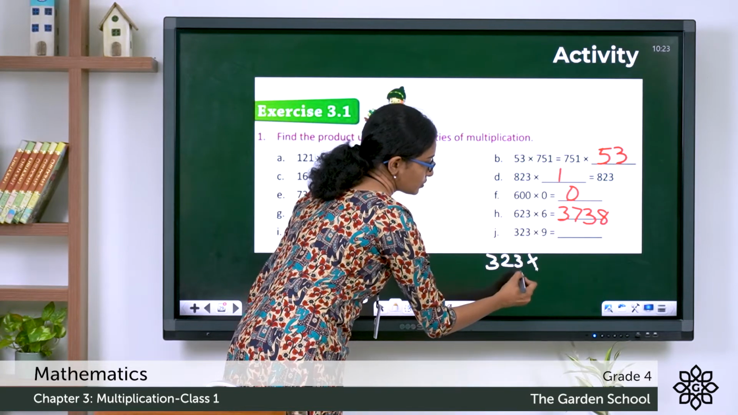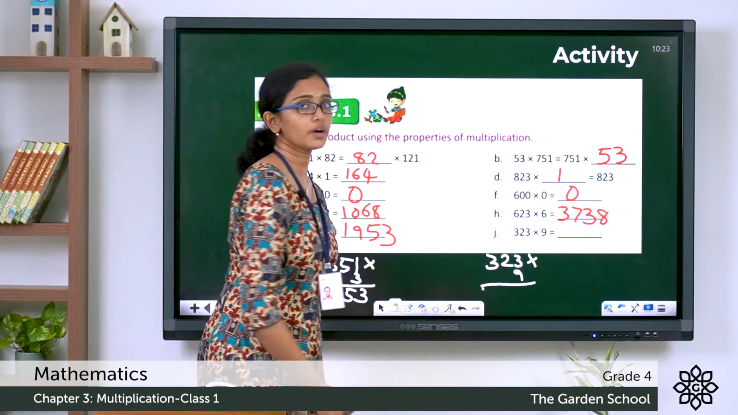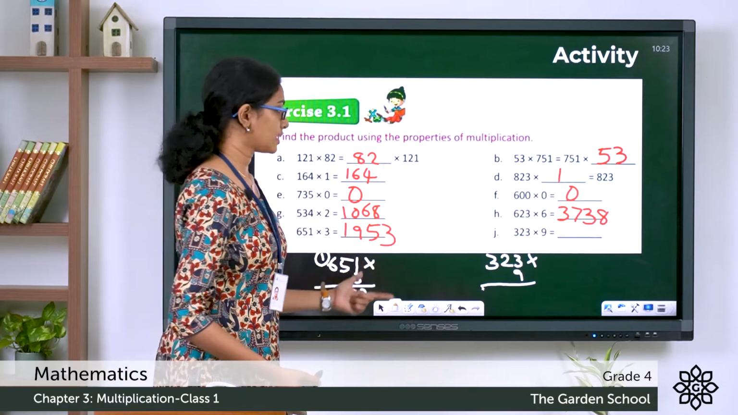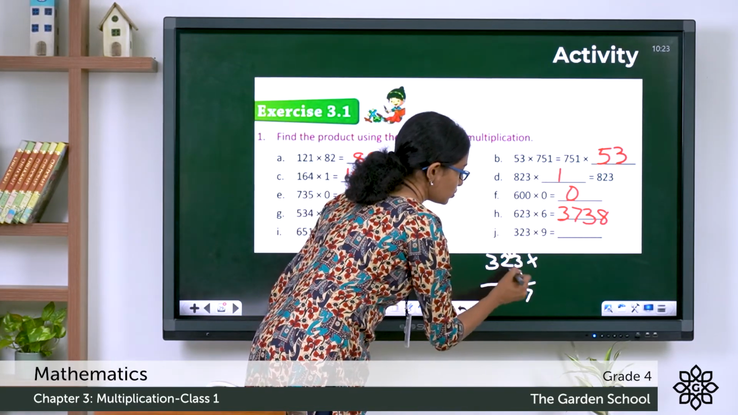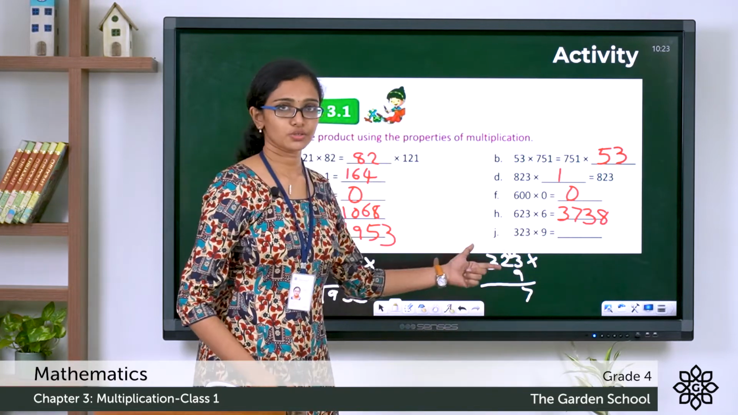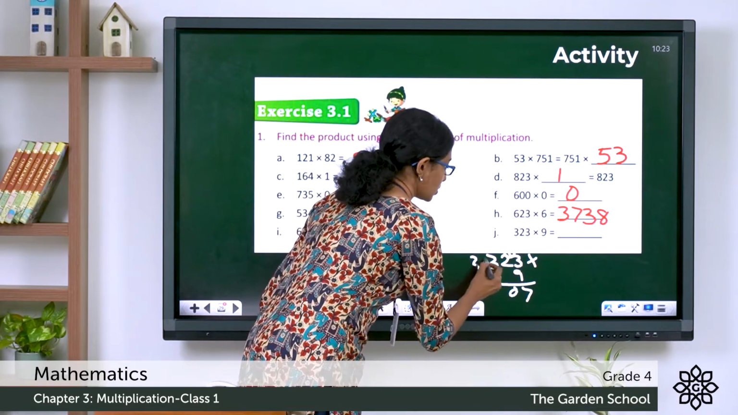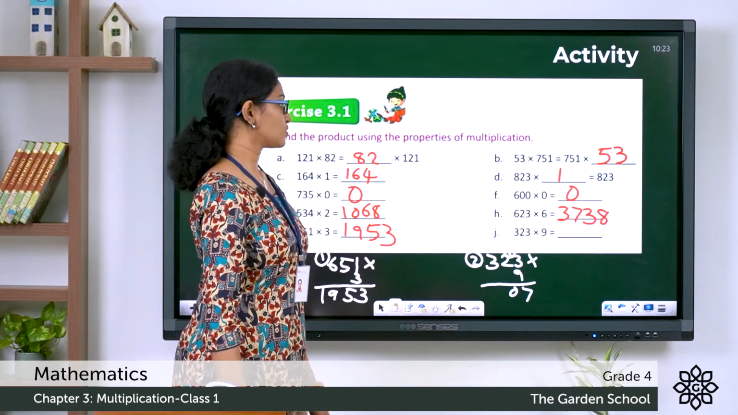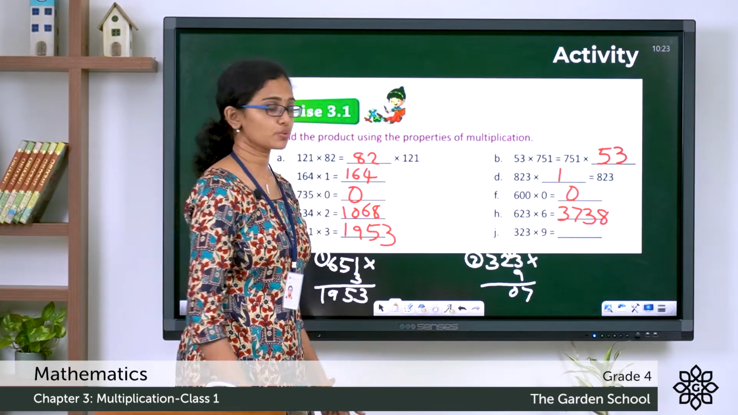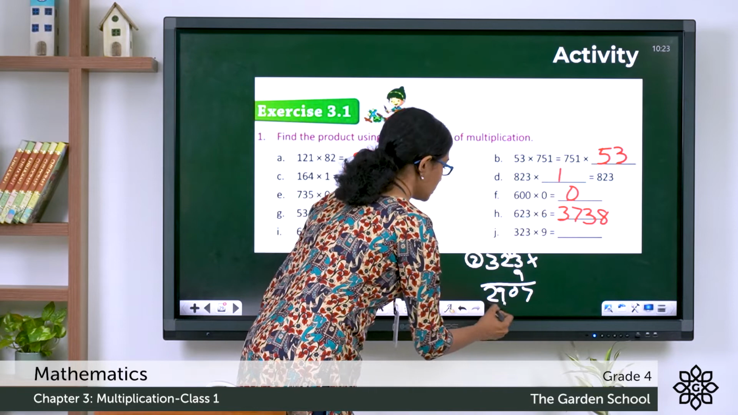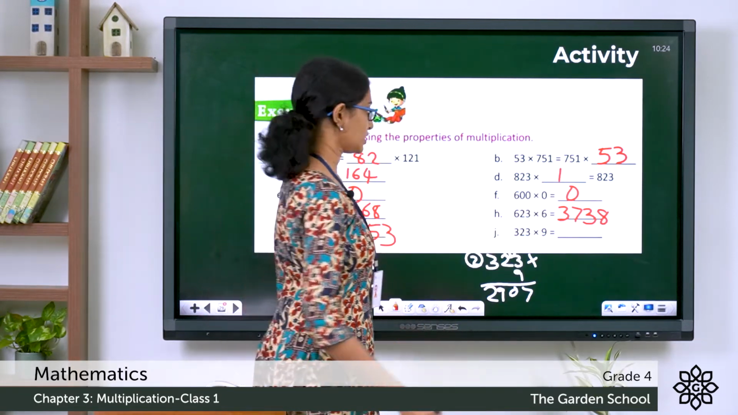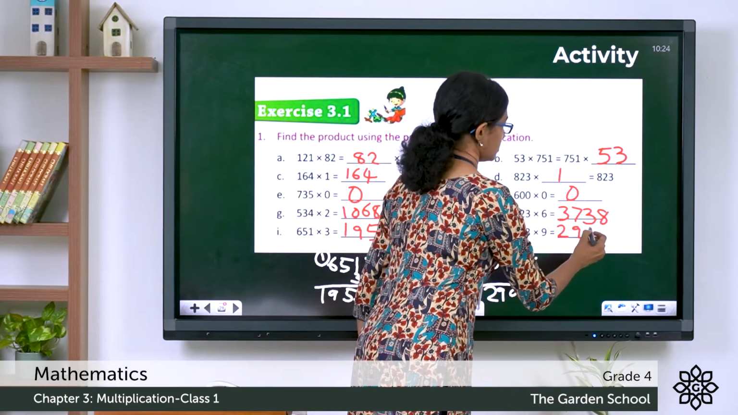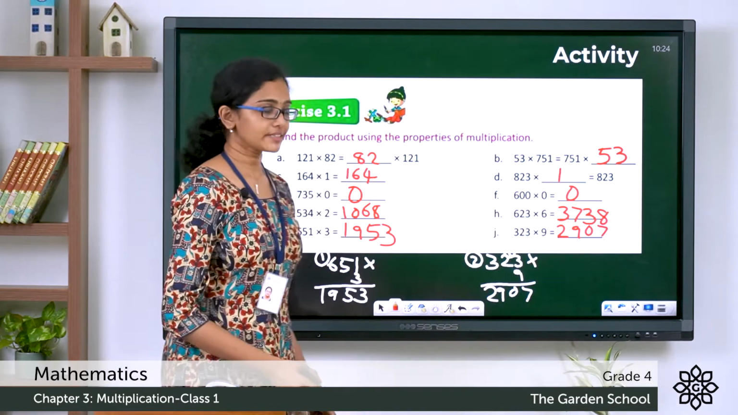Now, the last one. 323 into 9. Again, odd into odd. So, the product will also be an odd number. 9 into 3 is 27. Carry over 2. 9 into 2, 18. Plus 2, it's 20. Carry over 2. 9 into 3, it is 27. Plus 2 is 29. So, what is the product here? It is 2907. So, I hope your answers are correct.